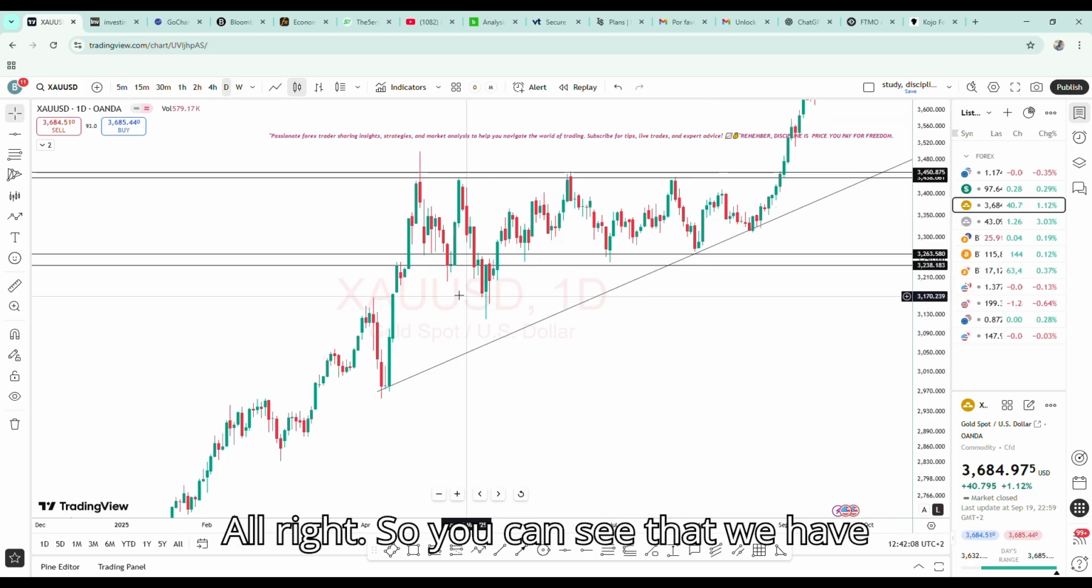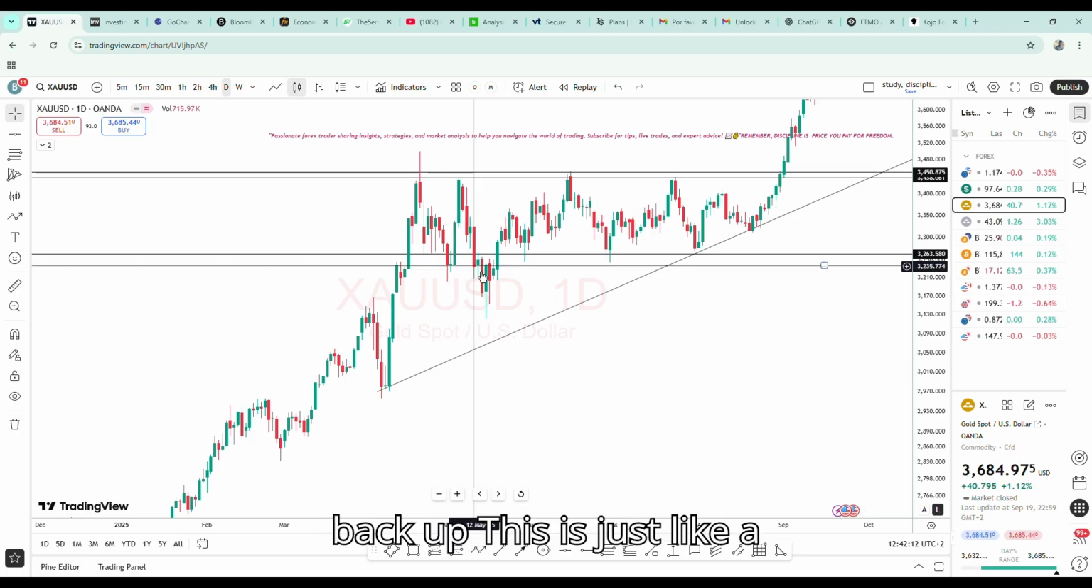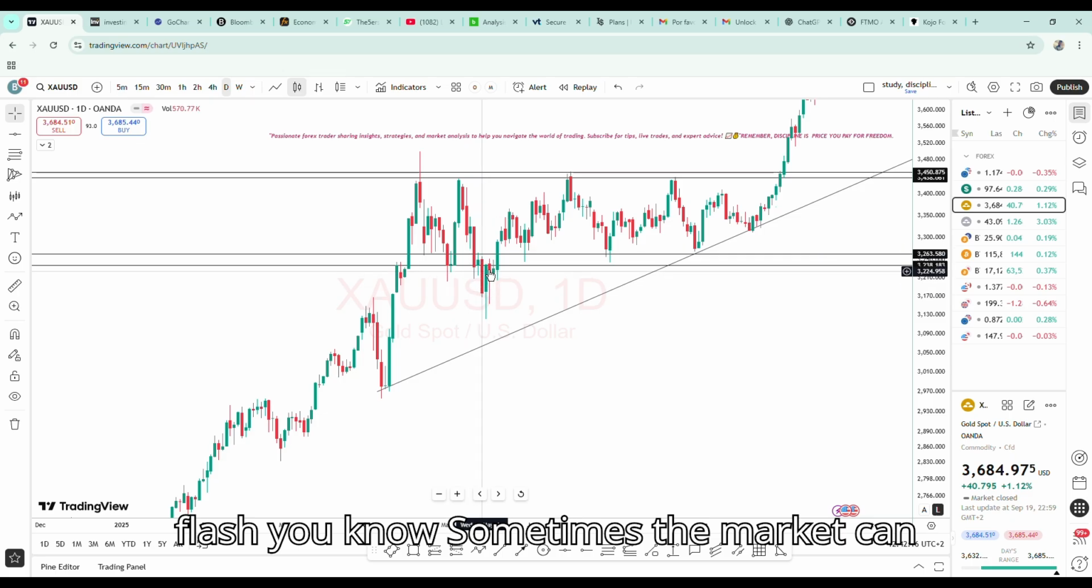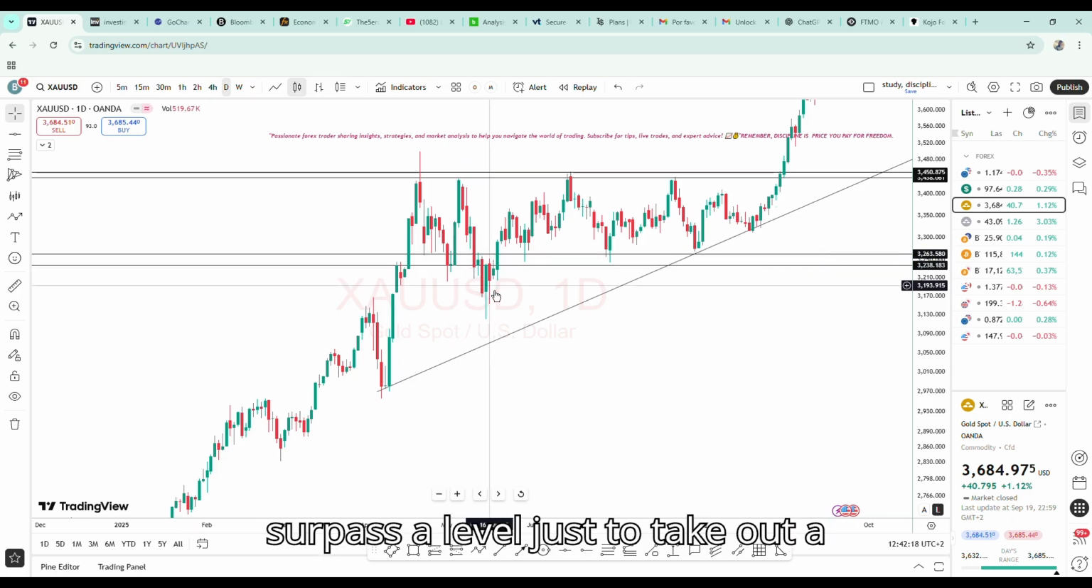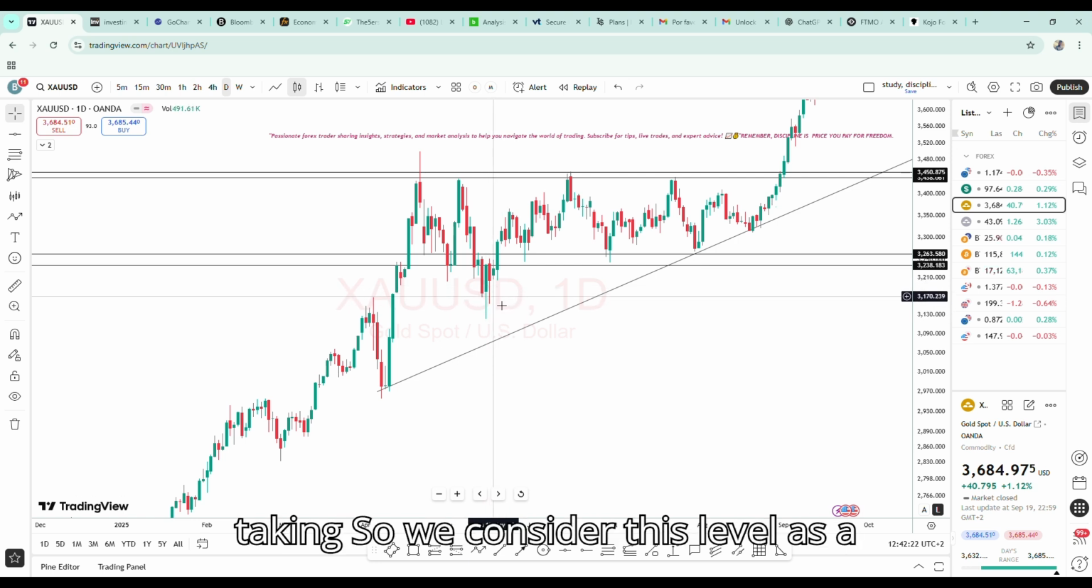Alright, now you can see that we have this level. This low touches, then goes back up. This is just like a flash, you know. Sometimes the market can surpass a level just to take out liquidity. This is just like a liquidity taking. So we consider this level a liquidity taking.